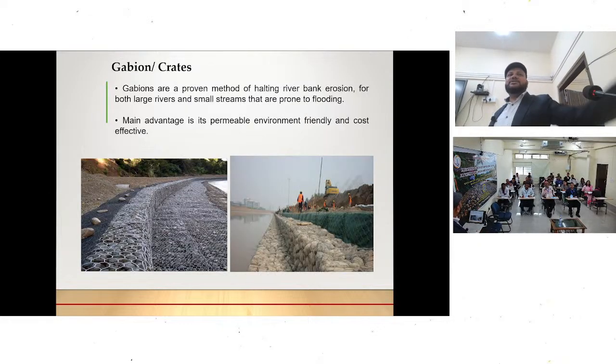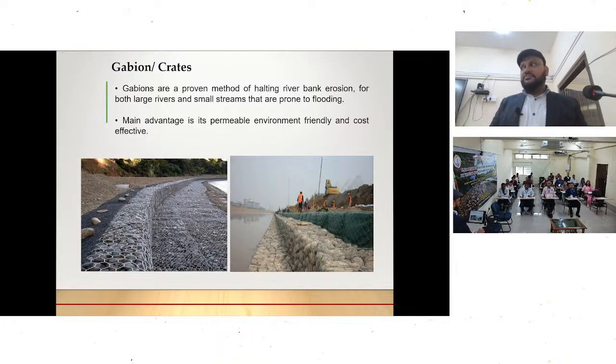Then gabion, you can see the picture here, gabion or wire crate. Gabions prevent bank erosion for large rivers and small river streams. The main advantage is that it is environment friendly because we use only riverbed material, and it is very cost effective. It doesn't disturb the ecology of the river because we are using locally available boulders and putting them in wire crates, and we close the cage. It is very effective in bank erosion.